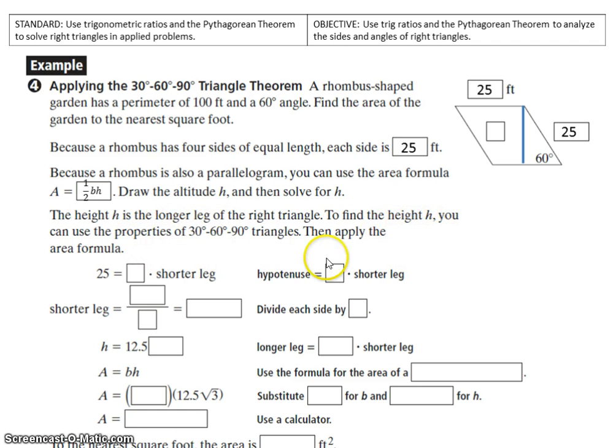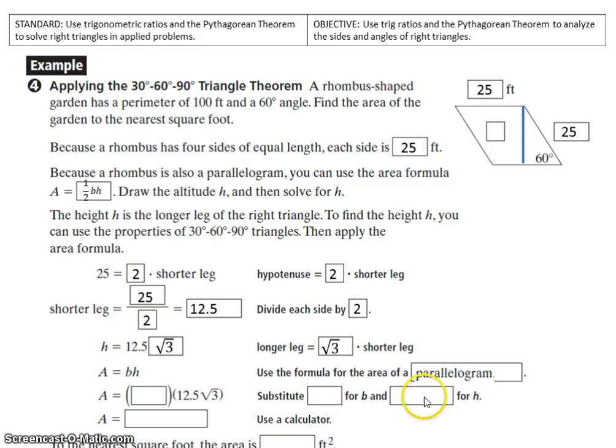We're going to use the properties of a 30-60-90 triangle and then apply the area formula. So we're going to take the hypotenuse, and that is equal to 2 times the shorter leg. So the hypotenuse is 25, so 25 equals 2 times the shorter leg, so we've got to do some division. Divide both sides by 2. 25 divided by 2 is 12.5. That means the shorter leg is 12.5. So the longer leg is equal to radical 3 times the shorter leg. So I get 12.5 times radical 3.